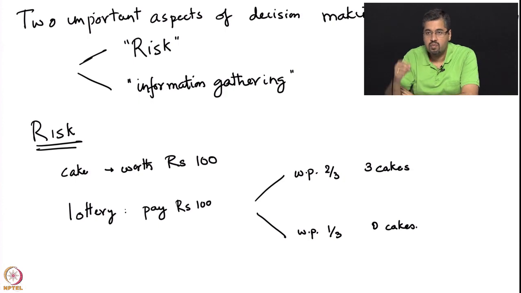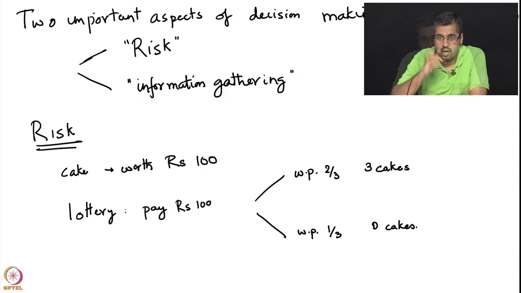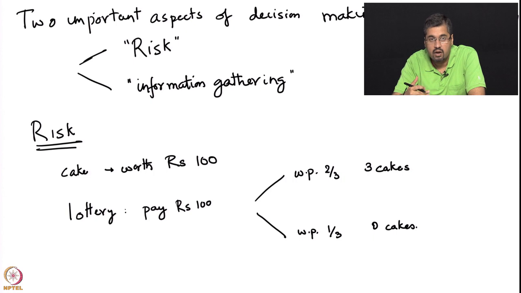The question is, would you be interested in this lottery? The cake is worth 100 rupees. It costs you 100 rupees to enter the lottery. Once you enter, with 2/3 probability you will get 3 cakes, and with 1/3 probability you will not get any. So the question being asked is, would you be interested in this lottery?